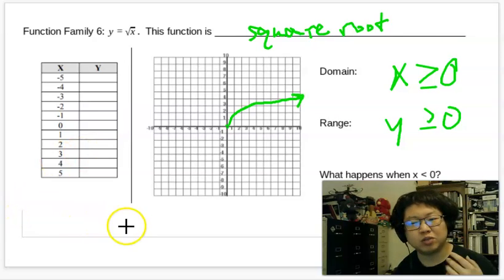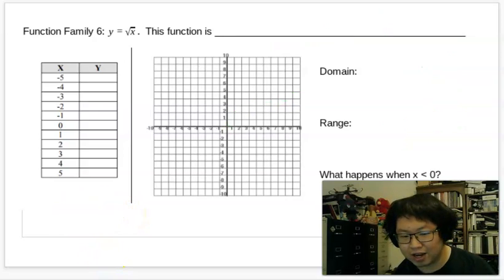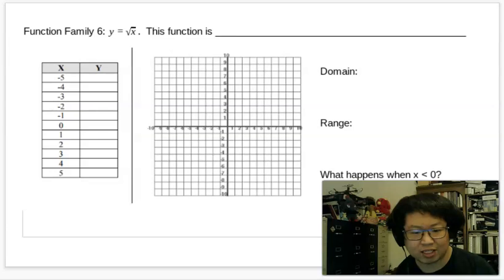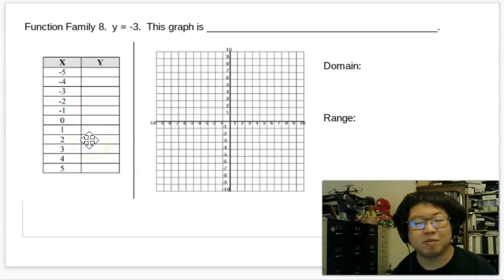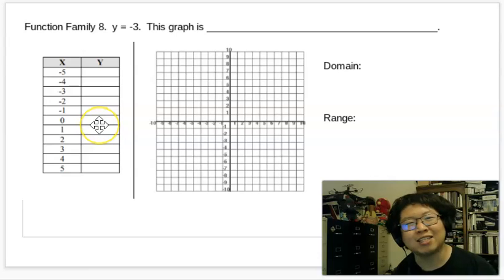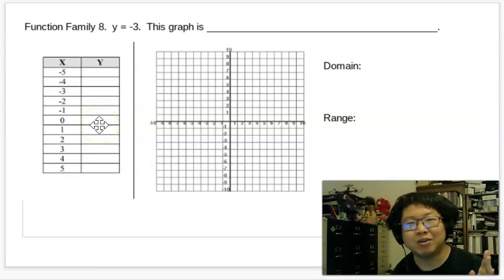All right, so this one is a little more simple than the last one. It's just like if you took the parabola and you tipped it over, right? So let's go ahead and get to the last final parent function of the day. That is, of course, y equals -3. Well, you might be asking, Mr. Hu, I don't see the x. Where's the x? Tell me where the x is, right? Well, this one doesn't have it.